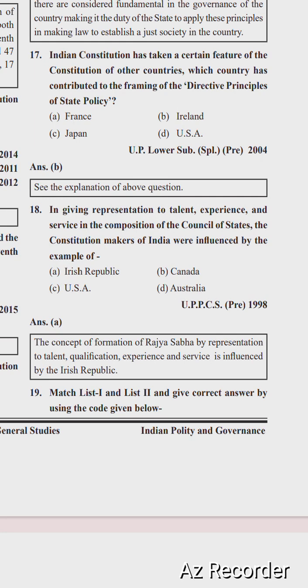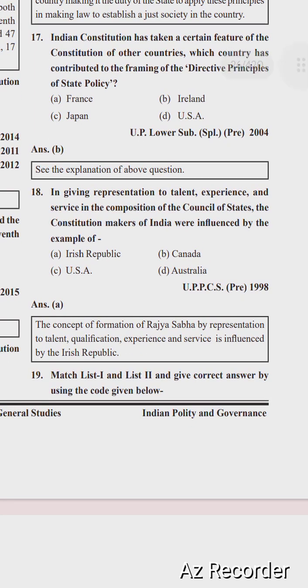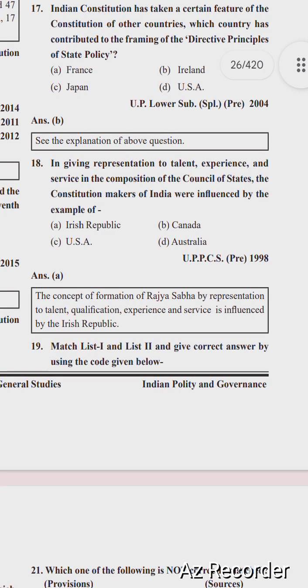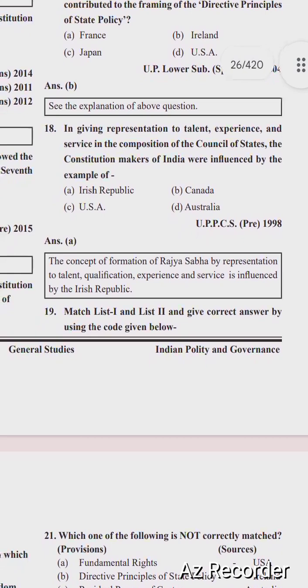Next question is, in giving representation to talent, experience and service in the composition of the Council of States, the constitution makers of India were influenced by examples of, options are Ireland Republic, Canada, USA and Australia. Right option is option number A, Ireland Republic. The concept of forming Rajya Sabha by representation to talent, qualification, experience and services was influenced by the Irish Republic.